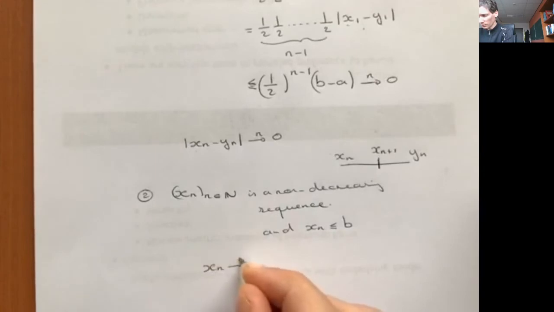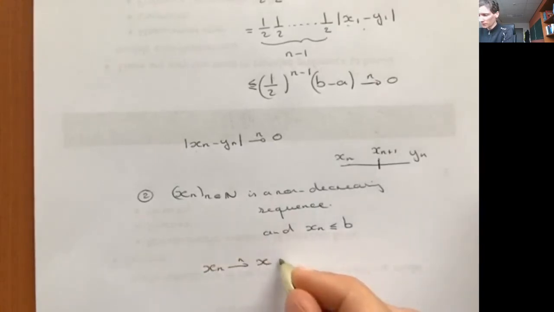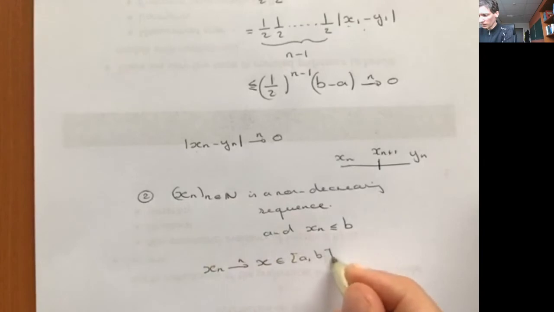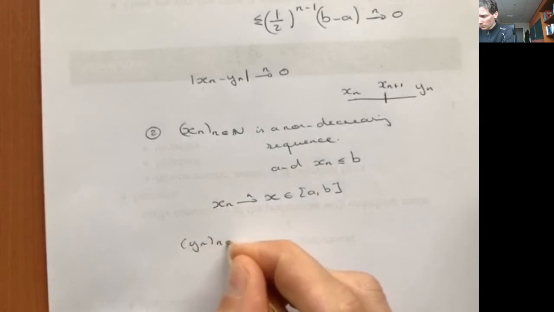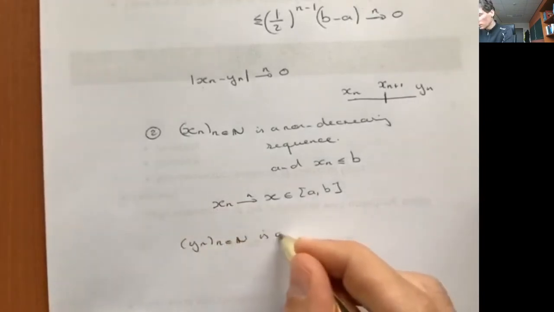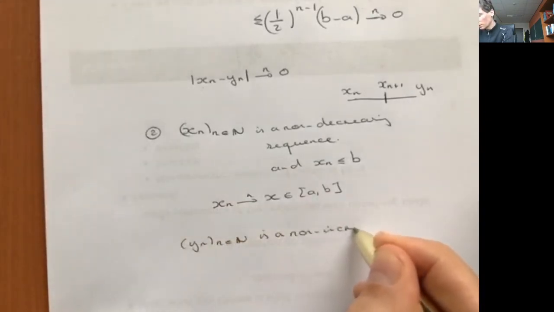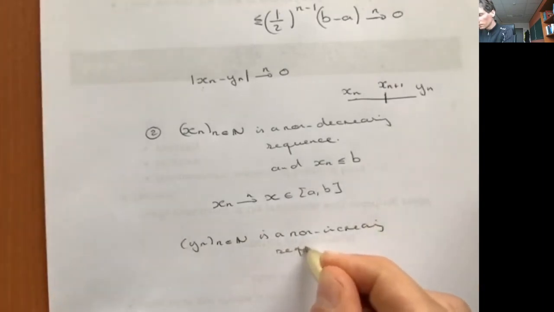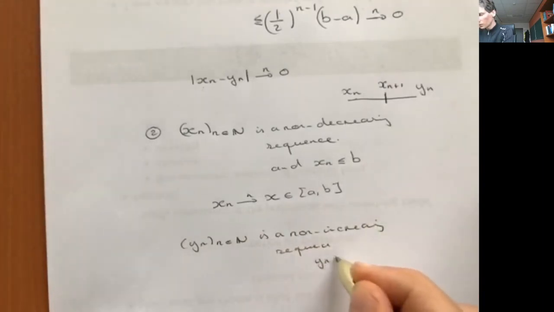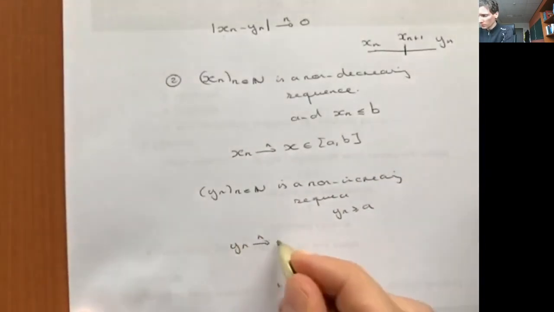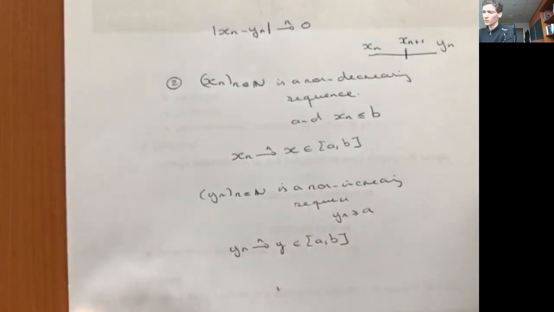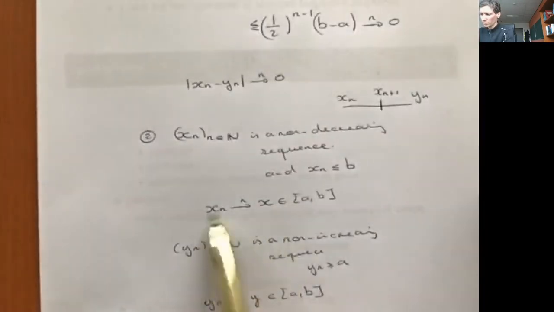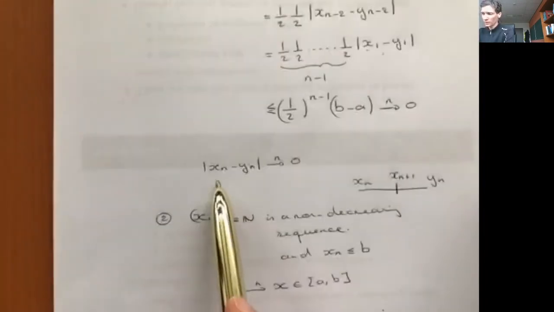So xn converges to, let's say, some x, and this x will also be in the interval [a,b]. We can do a similar thing for the sequence yn, which is non-increasing, and yn is of course greater or equal to a, so we know that yn converges to some y in [a,b]. So we had two sequences, xn that converges and yn that converges, and then the distance between these two sequences tends to 0.